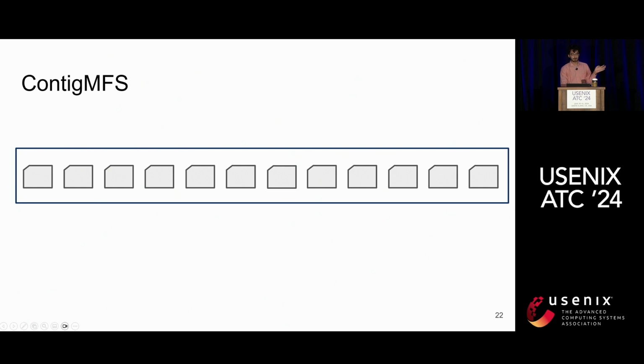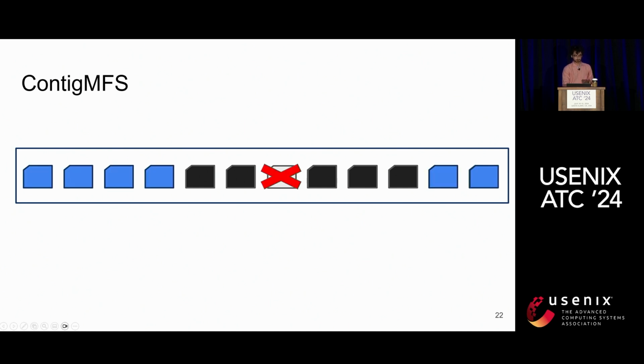Finally, the goal of contig MFS is to make physical memory as contiguous as possible. For example, say a new memory region is created using an mmap that is 6 pages long. There are already some allocated pages, fragmenting memory. Contig MFS will allocate physical pages in the regions 4 pages long and 2 pages long, ignoring the region that is only 1 page long.